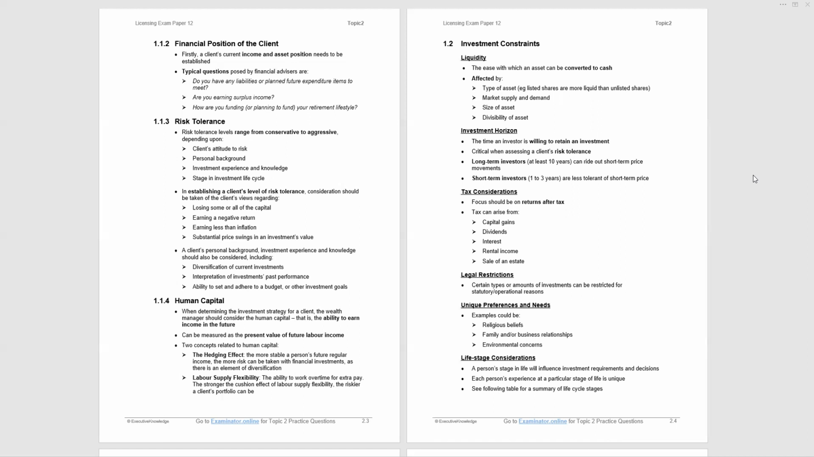Now, we come across the concept of human capital, and this does get examined. It would only be one question. So when you're determining investment strategy for a client, the wealth manager should consider this idea of human capital.